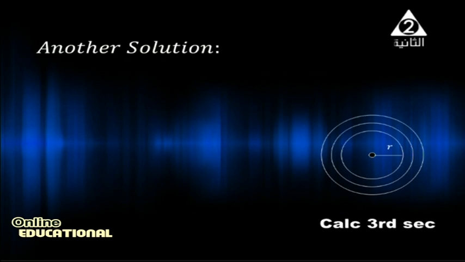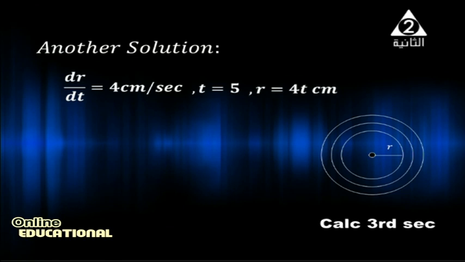Dear students, we have another solution. We know that dr/dt equals 4 centimeters per second and the time t equals 5. Then the radius in terms of t equals 4t centimeters, because r equals r naught plus dr/dt multiplied by t. Then r equals 0 plus 4t, or r equals 4t.